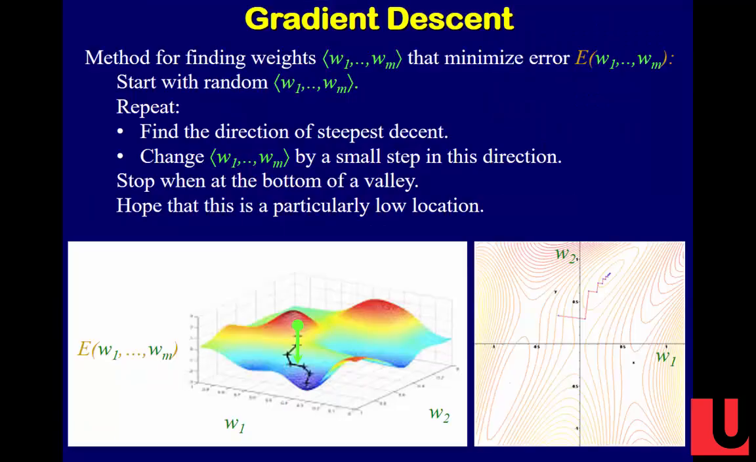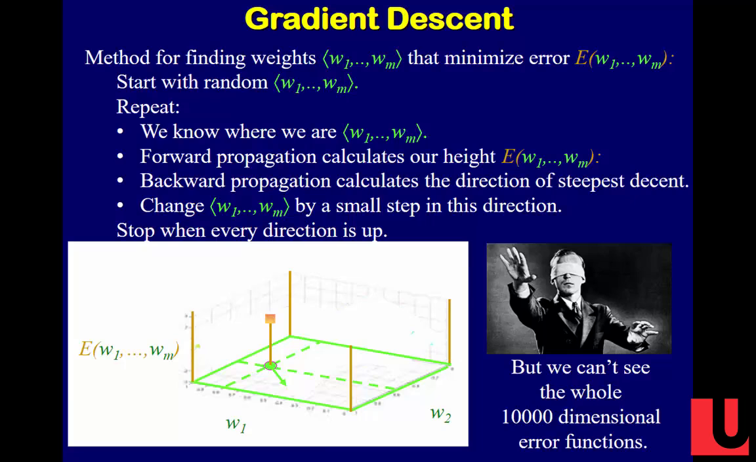Now we're doing gradient descent. What is our goal? You first should know the goal: I want to find weights that minimize the error. How to do it? I start with some random weights. I find out where I am. I find the direction of steepest descent. I take a small step in that direction. That's the algorithm, right? People should know that we don't actually see the error surface.